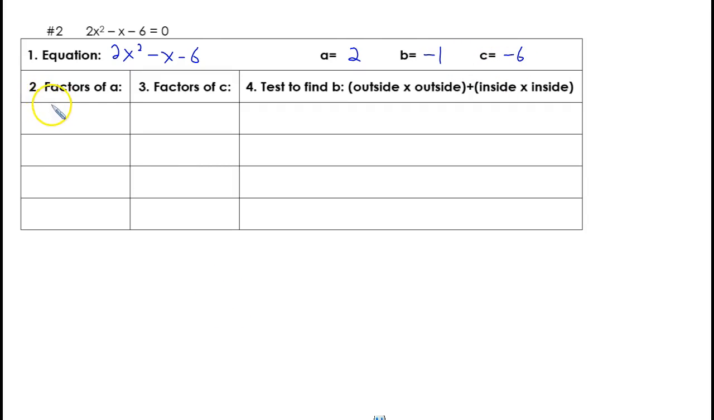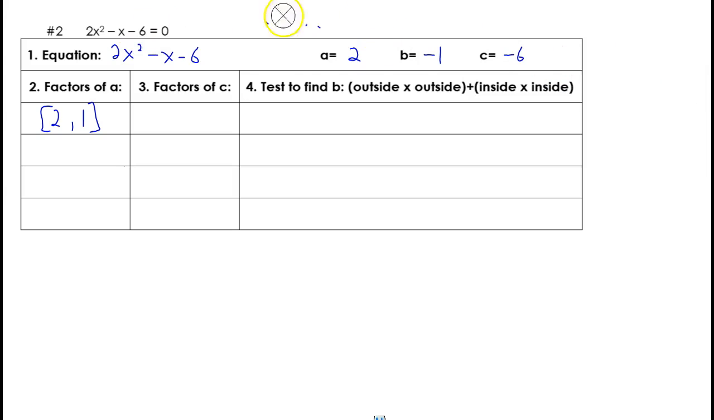Factors of A are going to be simple here. It's 2 times 1. That's the only way to get 2. For the factors of C, let's think about this really quickly. We are multiplying to get this negative 6. When we have this broken out into something, let's say we have x minus 2 times x plus 3, right? When we multiply this out, we're foiling it, and to get the last term, it's last times last. Well, negative 2 times positive 3 is negative 6, but if they were both positive, it wouldn't work.